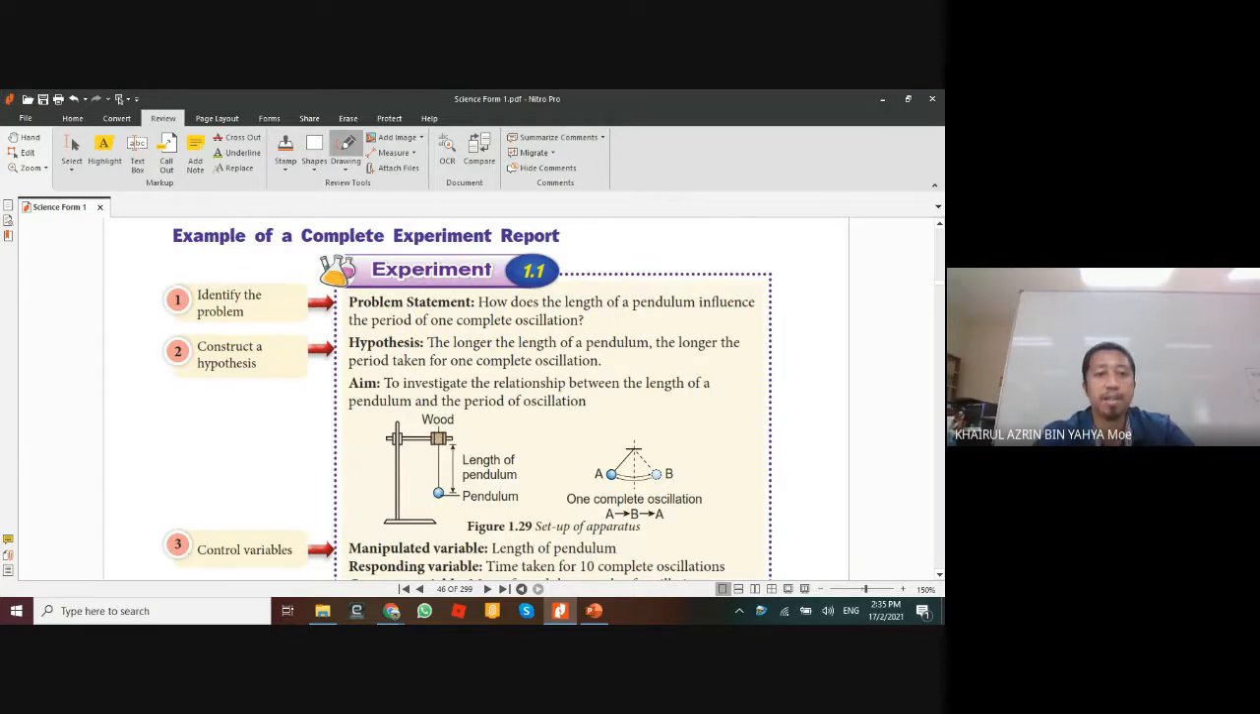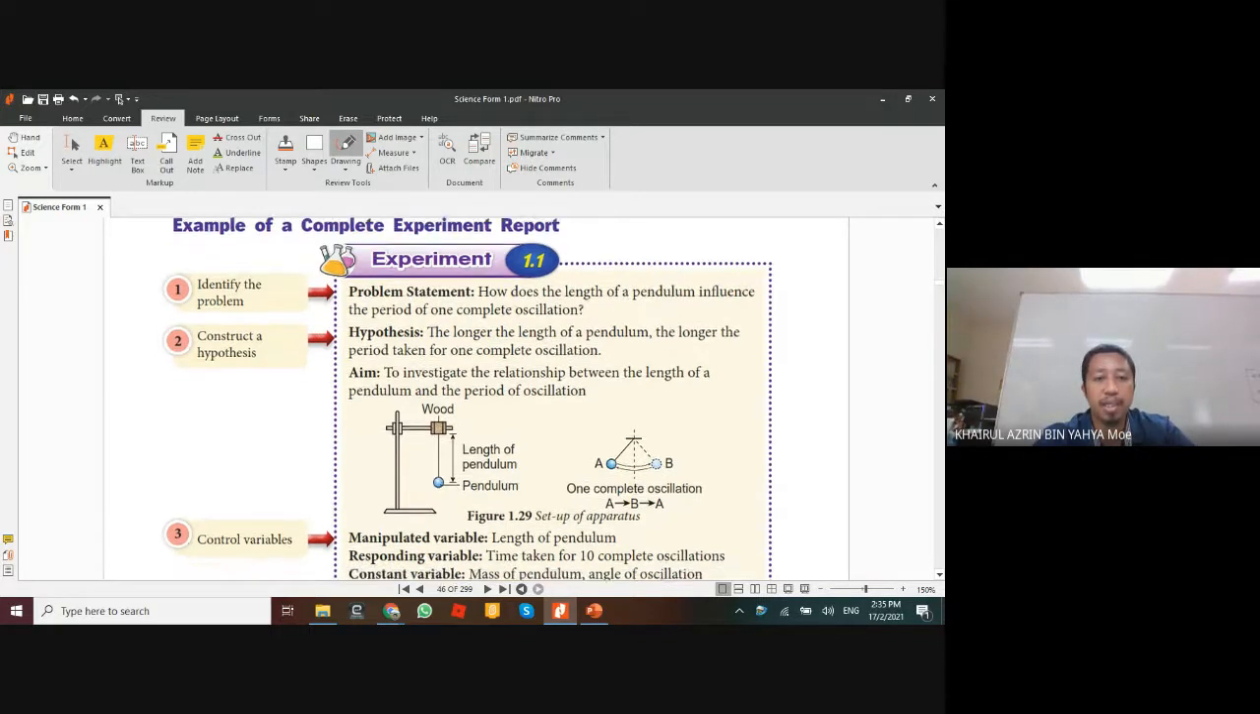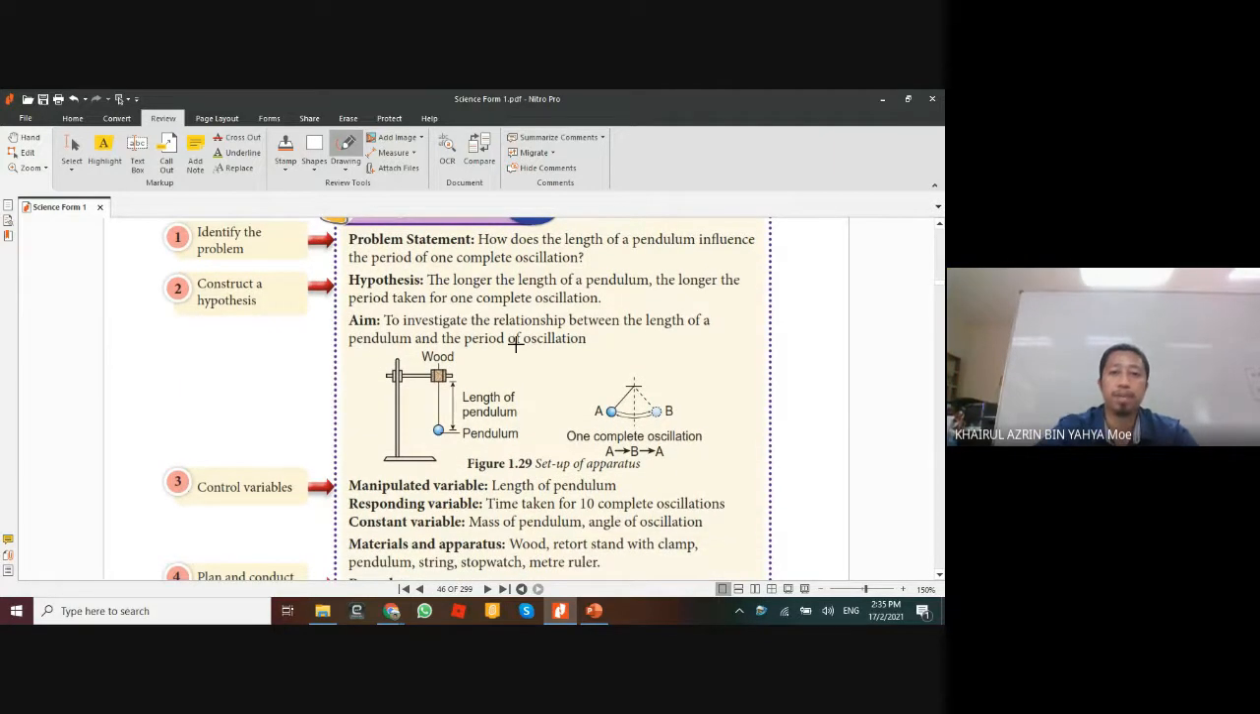Okay. So experiment 1.1. Identify the problem. It says here, problem statement: how does the length of a pendulum, this is a pendulum, influence the period of one complete oscillation? So from A to B, go back to A, we call it one complete oscillation. Hypothesis. Remember, a hypothesis we can accept or reject. The longer the length of a pendulum, the longer the period taken for one complete oscillation.